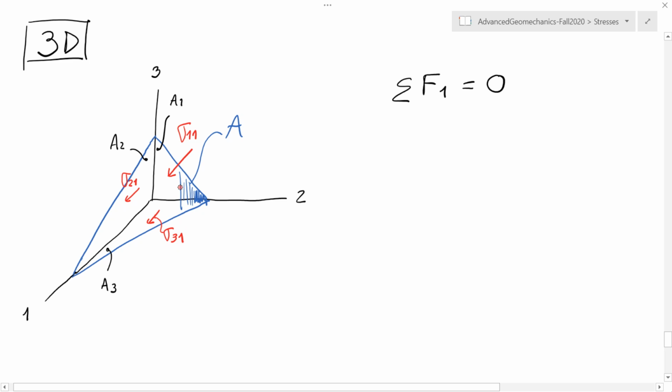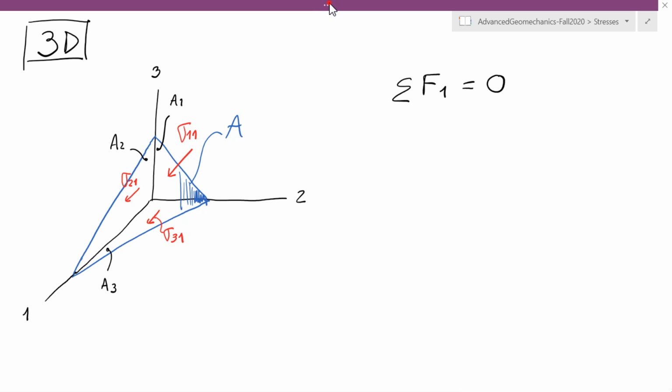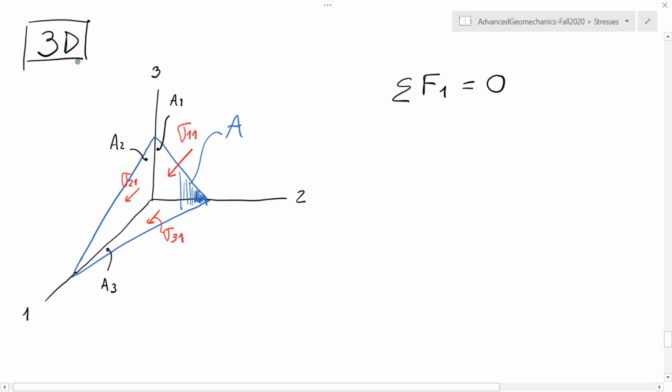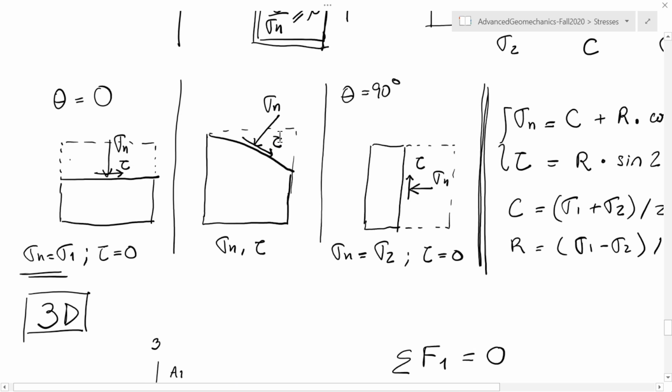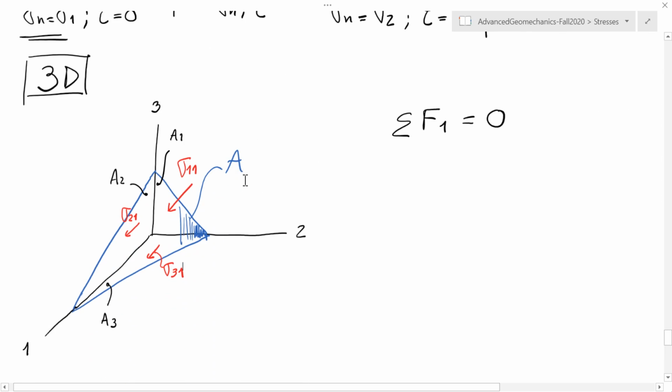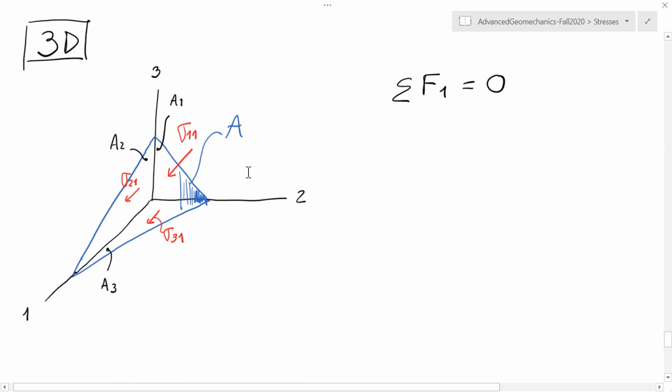In order to keep this volume in equilibrium, we have to do something similar to what we did in 2D conditions: add a normal stress and a shear stress, so that this part of the volume is in equilibrium with what I removed. And in order to do that, let me come back quickly to the 2D case. I applied a normal stress and the tau, a shear stress. Well, I'm going to do exactly the same now, but since I'm in 3 dimensions, I'm going to make it a little bit more general.